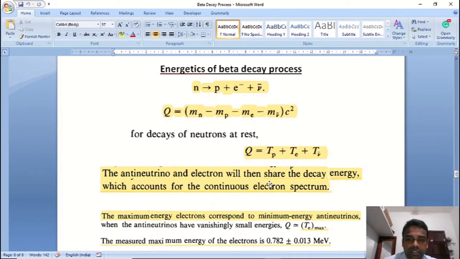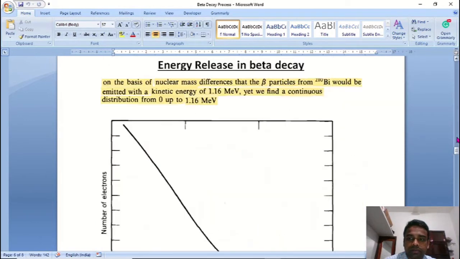That means the continuous electron spectrum is due to the sharing of the energy between the electron and the antineutrino. So sharing the energy with the electron and the antineutrino. The maximum energy, let us look at the previous figure.